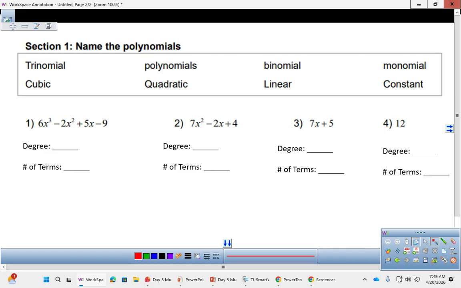So the degree is the highest exponent. So for number 1, the highest exponent is 3. So this is a degree 3. And then the number of terms, you would just count. So there's 1, 2, 3, 4 terms being separated by plus and minus, okay? So each of those things are associated with one of those names in the top.